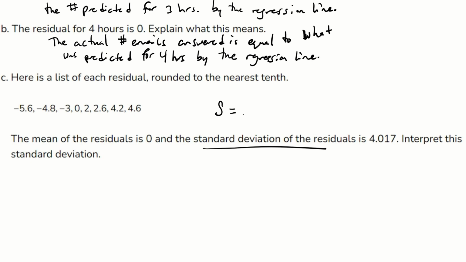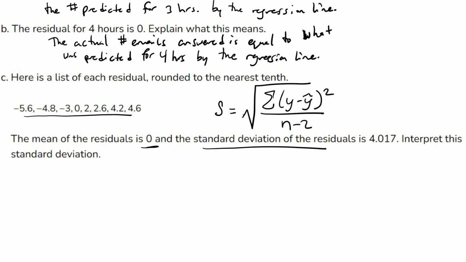All right, so let's go ahead and do that. The mean of the residuals is 0 because when you add up those positives and negatives, you get 0, and dividing by how many you have, it's still 0. That's why the mean is 0. But let me show you the formula. The standard deviation of residuals is the square root of the sum of the residuals squared divided by n minus 2. This tells you the average of the residuals, the average distance from each value to the regression line.